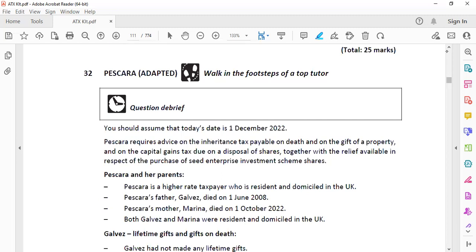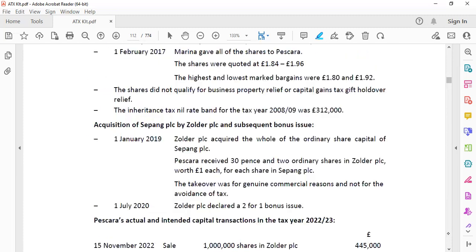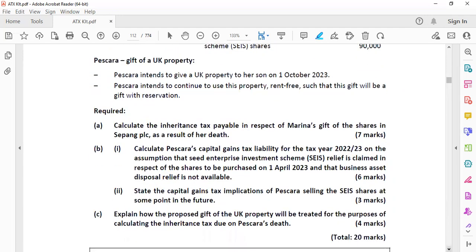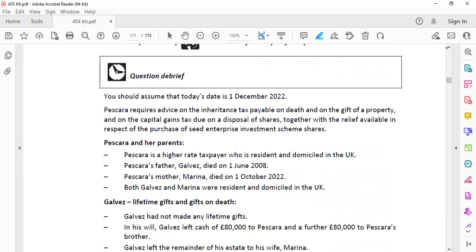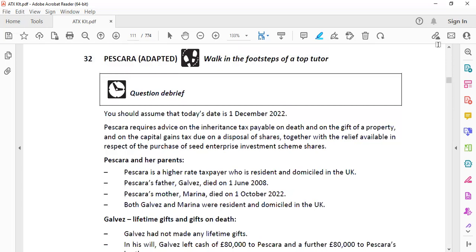Let's discuss one part from here. Pescara. So the relevant part is, let's try this part. Calculate the IHT payable against Marina's gift of shares in Sepang PLC as a result of her death. So it's a gift of shares as a result of death. You should assume that today's date is 1st December. Pescara requires advice on the IHT payable on the death of Pescara's parents. Pescara is a higher rate taxpayer. She's resident in UK, domiciled in UK.